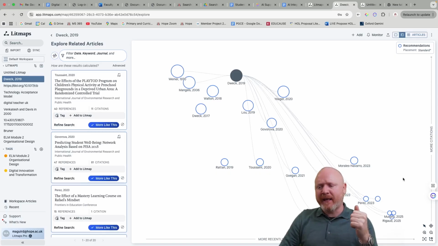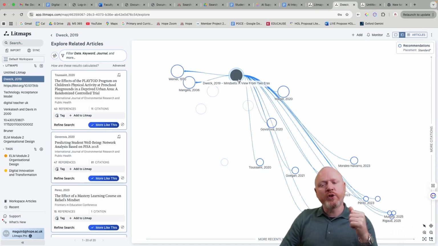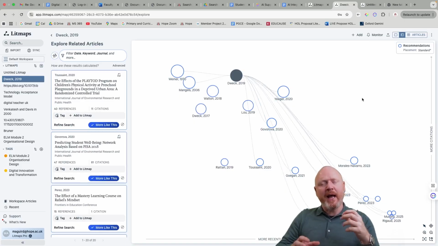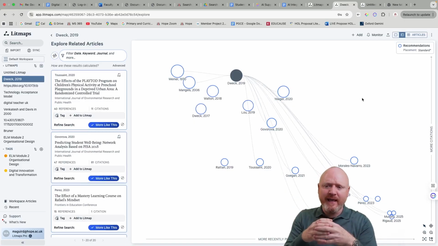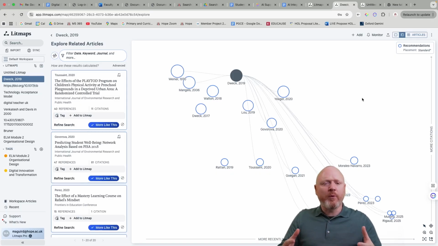Or the next thing that you might do is clump together some of the more recent research. So from Perez in 2023, Murphy and Rigaud in 2025. And what are these researchers discussing that Dweck was not covering in 2019? And discuss those. So you're synthesizing their ideas together and perhaps critically evaluating them against the work of Dweck in 2019.